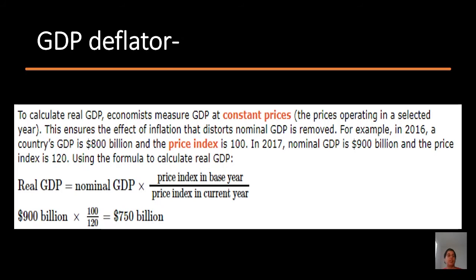The formula is: real GDP is equal to nominal GDP multiplied by the price index in the base year divided by the price index in the current year. You can pause the video here and go through this slide and even the last slide to understand the difference between real GDP and nominal GDP, as well as look at the example shared to understand how to apply the formula of the GDP deflator.